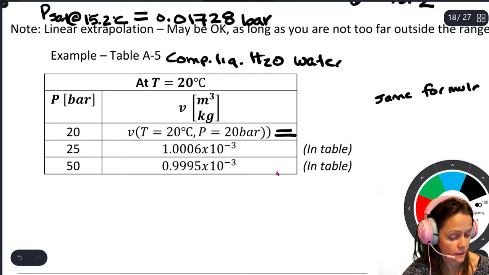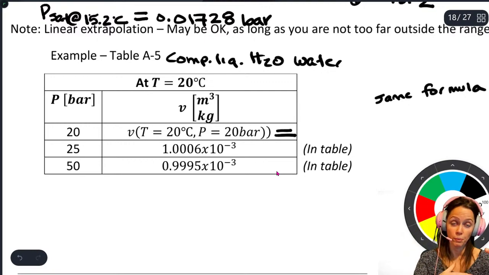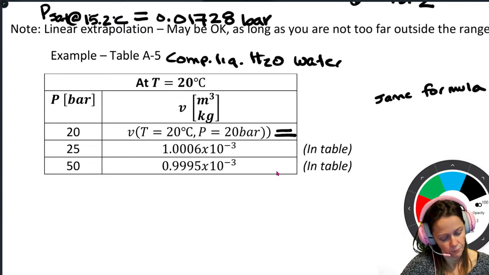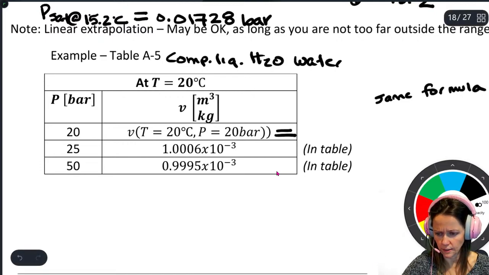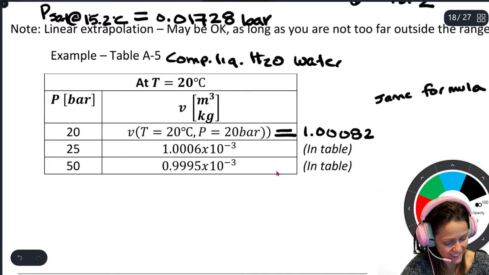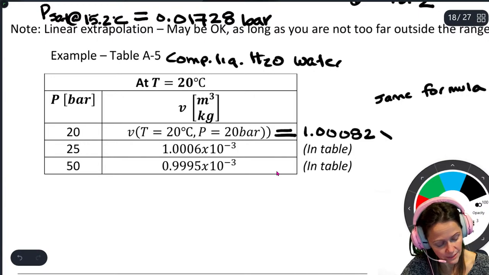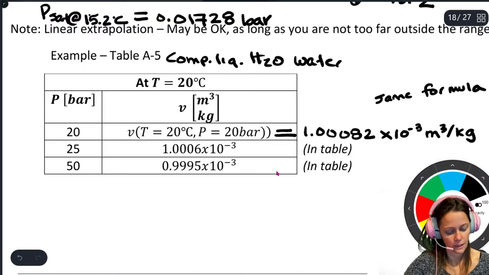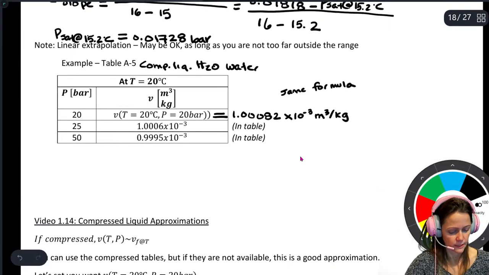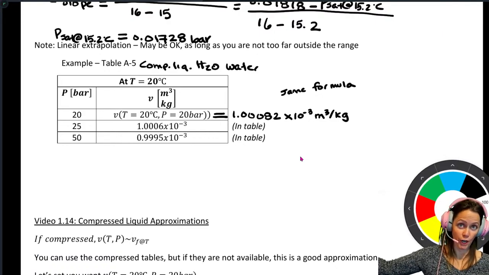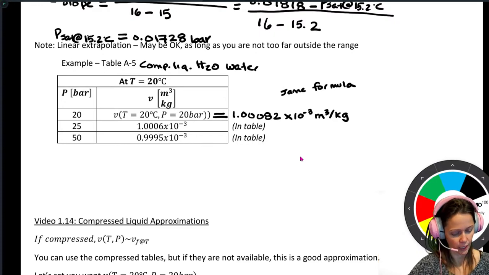Same formula. So I'm approximating the relationship between those individual data points as linear. I would get for this guy 1.00082 times 10 to the negative third meters cubed per kilogram. So, you know, if you're not extrapolating too far outside of that range, it's probably okay.